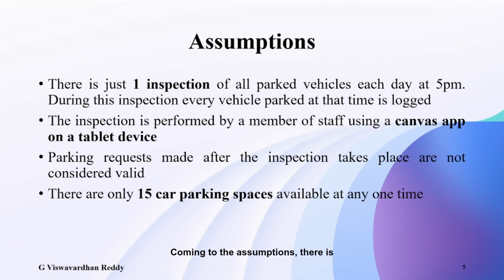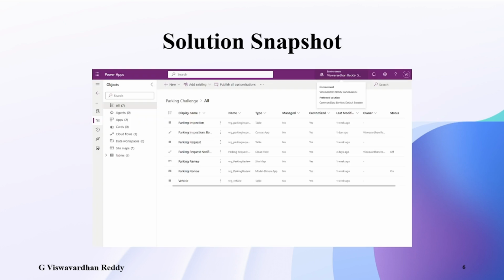Coming to the assumptions, there is just one inspection each day at 5 pm. The inspection is performed by a member of staff using a Canvas app on a tablet device. Requests made after the inspection, that is after 5 pm, are not valid. We have only 15 car parking spaces available at any one time.